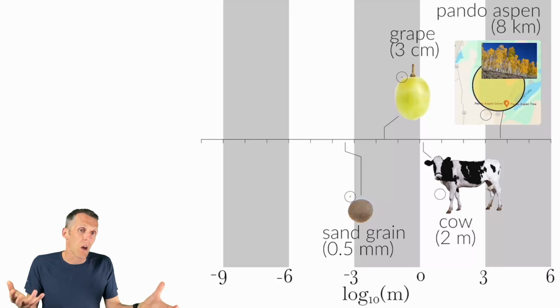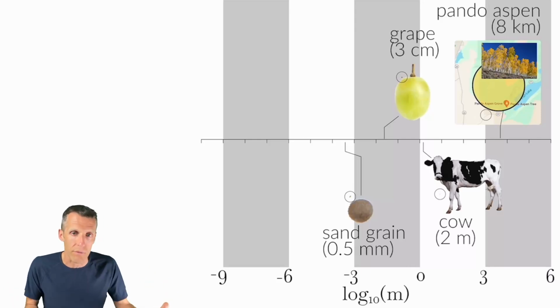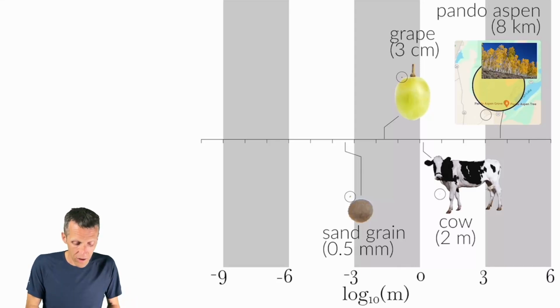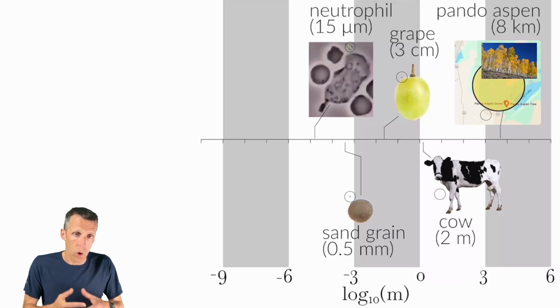These are all things that as humans we have a good intuition for, because we've all seen cows and grapes, and we can walk on sand, that kind of thing. The problem is that life is all happening down here. The biochemistry is all happening down here, where scales get different and harder to intuit. So I've added a neutrophil, that white blood cell we talked about last time. It's circled right here, and it's about 50 times smaller than the grain of sand.